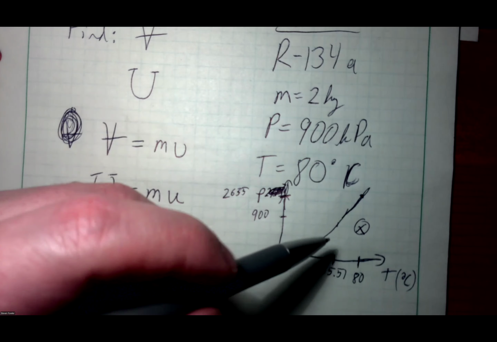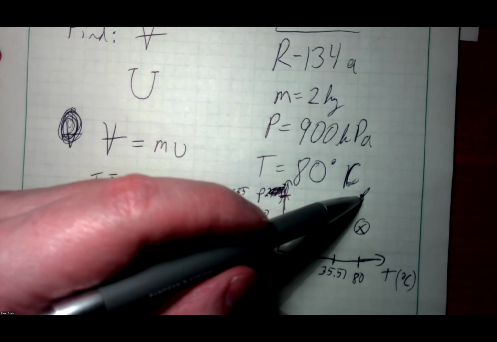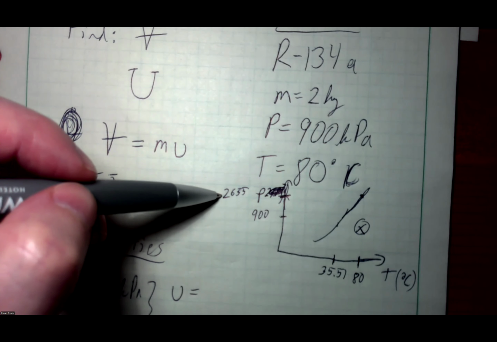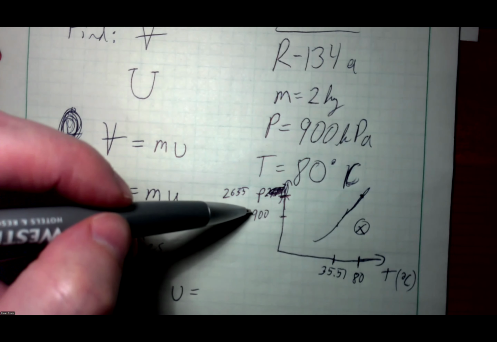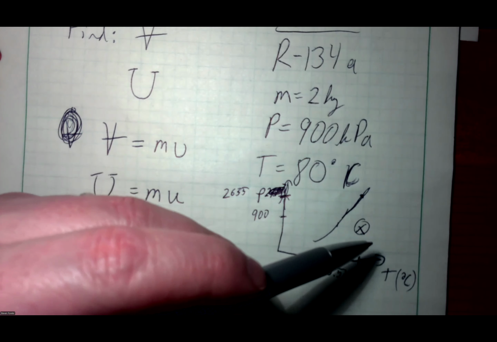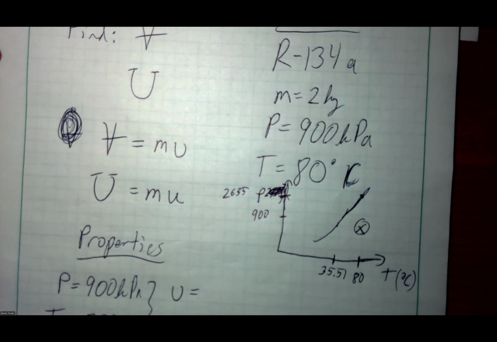If you want to look at it and say, well, you know what, at 80 degrees C, I need 2,600 kilopascals to keep it in the liquid phase. I only have 900 kilopascals. That's not enough pressure to keep the molecules squished together in liquid. That's how I think about it when I try to go that way, but it's not natural for me.